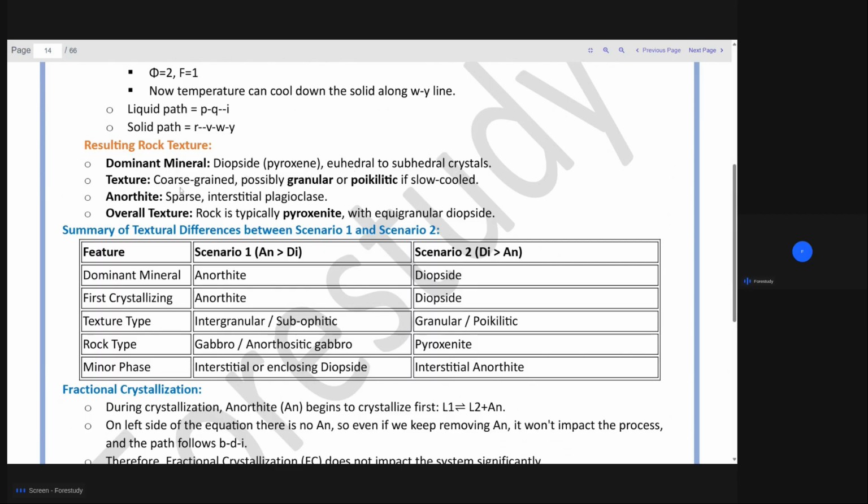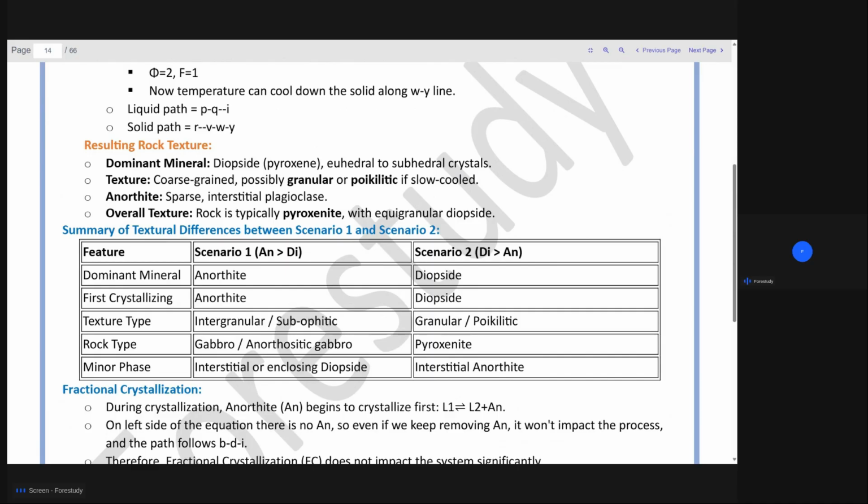The texture is coarse grained. Coarse grained means you will have very big grains, possibly granular or poikilitic texture. I'll show you how these textures look. Only if slowly cooled will you get granular or poikilitic texture and coarse grains.